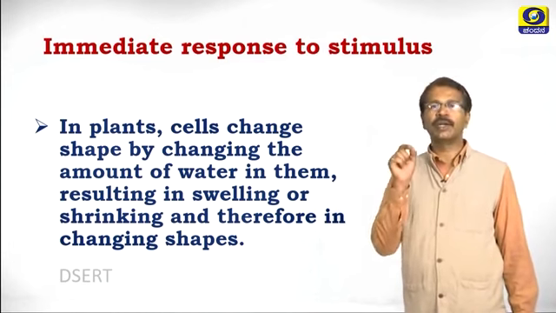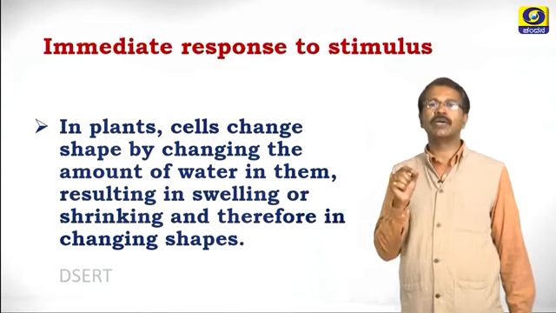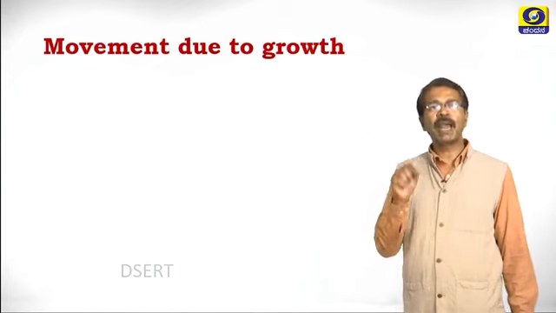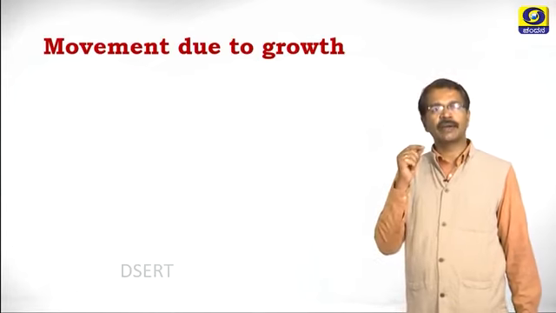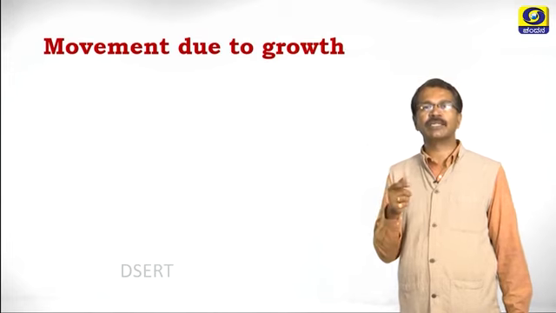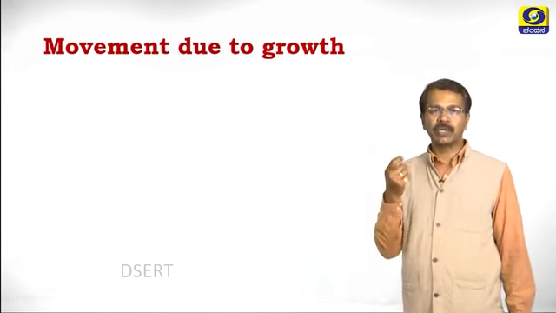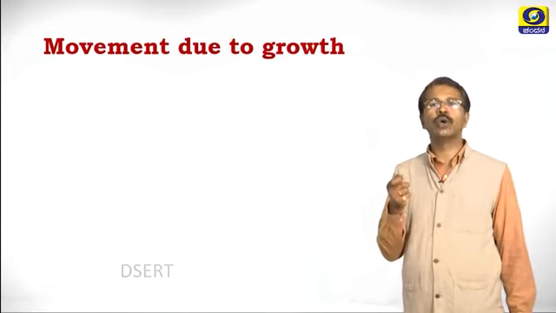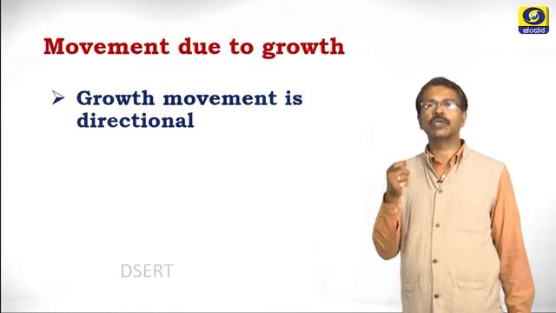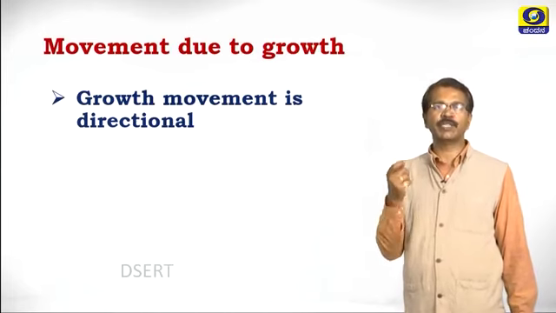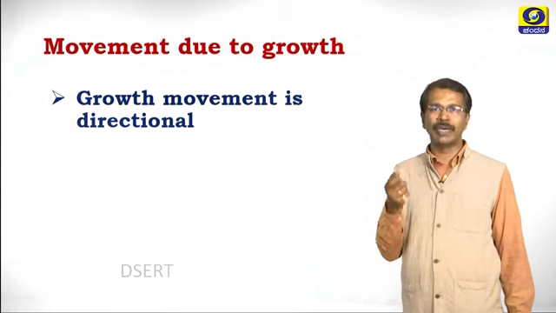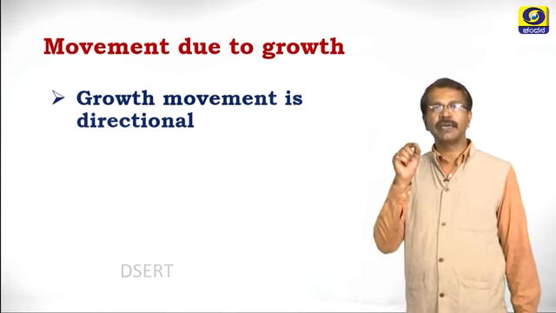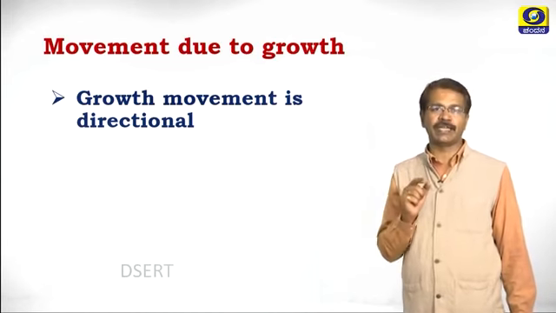This is specific to nastic movements, that is, growth independent movements. Next, plants also exhibit responses to a stimulus by growing a particular part of the plant body, which is called movement due to growth, that is, growth dependent. Such kinds of responses we call tropic movements. This growth movement is always directional. It moves in a specific direction.